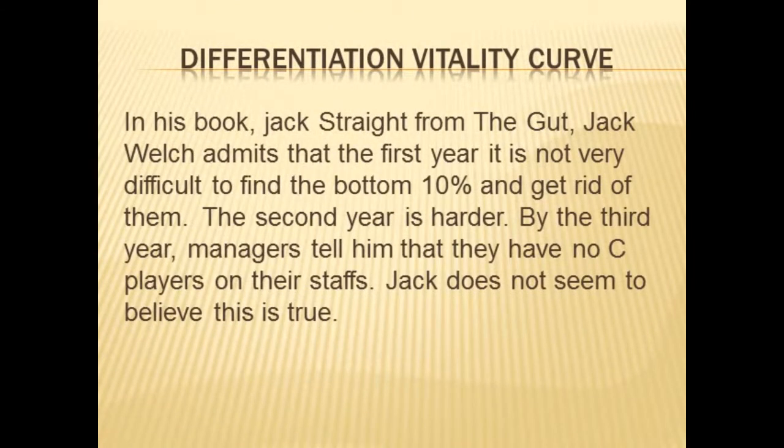In his book, Jack: Straight from the Gut, Jack Welch admits that the first year is not very difficult to find the bottom 10% and get rid of them. The second year is harder. By the third year, managers tell him that they have no C players on their staffs. Jack does not seem to believe this is true.